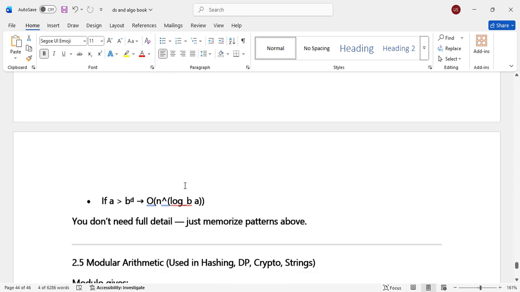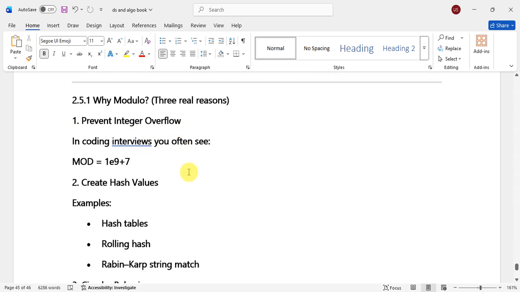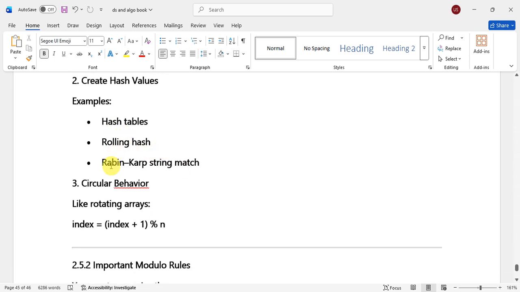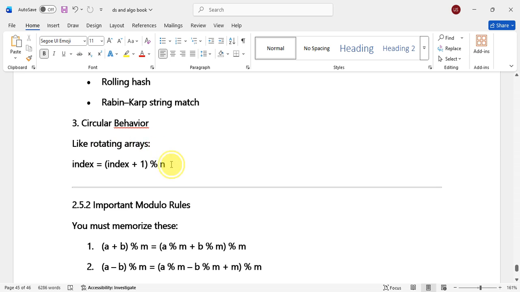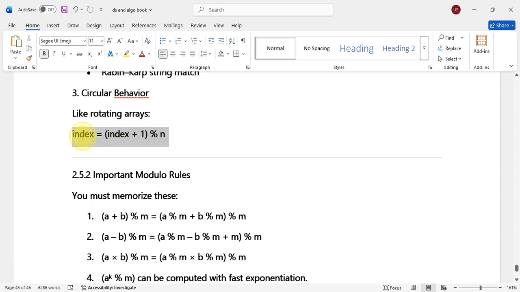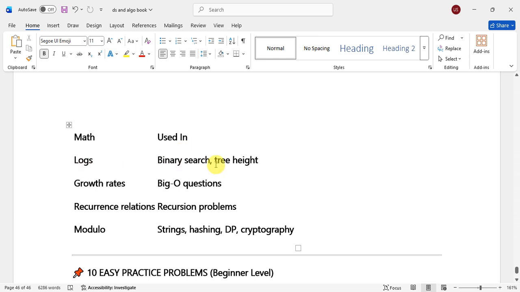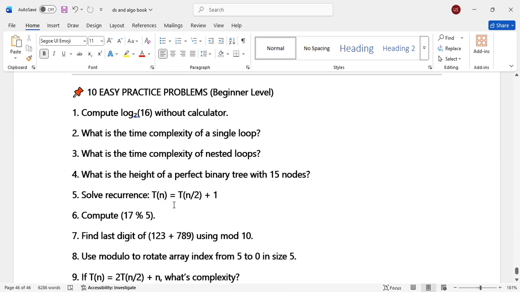Now modular arithmetic. This is basic: 15 mod 3 is 0, and 15 divided by 4 gives remainder 3. So it gives the remainder. It is used to prevent integer overflow, in hash tables, rolling caches, and circular behavior like rotating array indexes. These are things we'll get into once we solve the problems for this chapter.